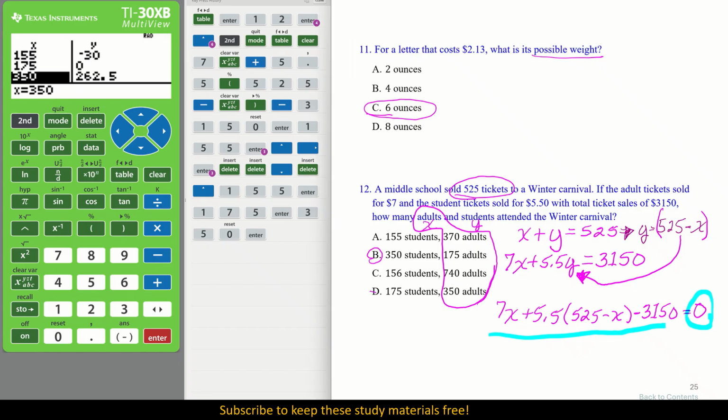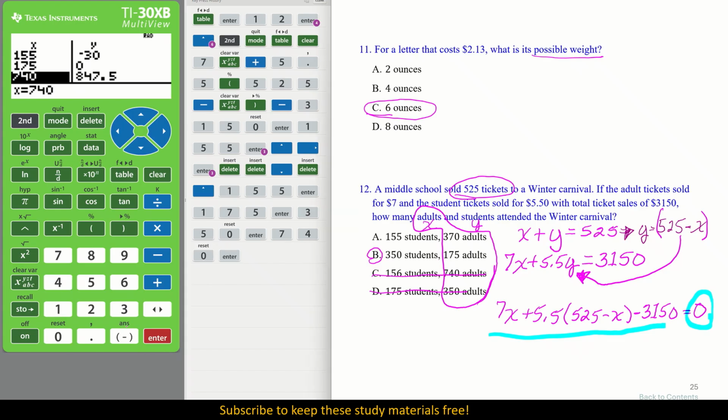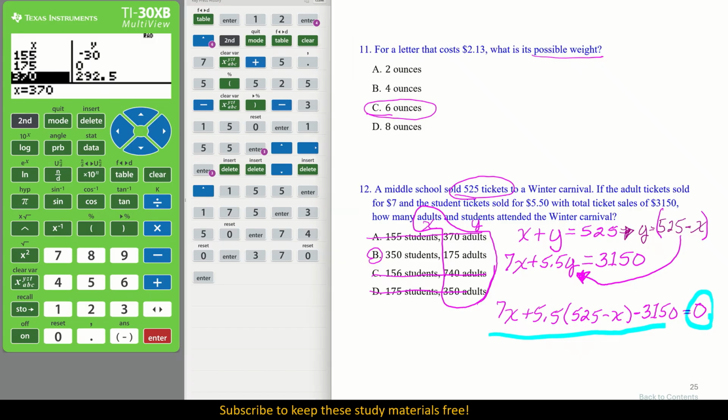No, that doesn't work. I don't like that. 740. Nope, I don't like that either. Now let's go 370. No. It looks like 175 is the only one that works. But we still have to follow through. How do we follow through?